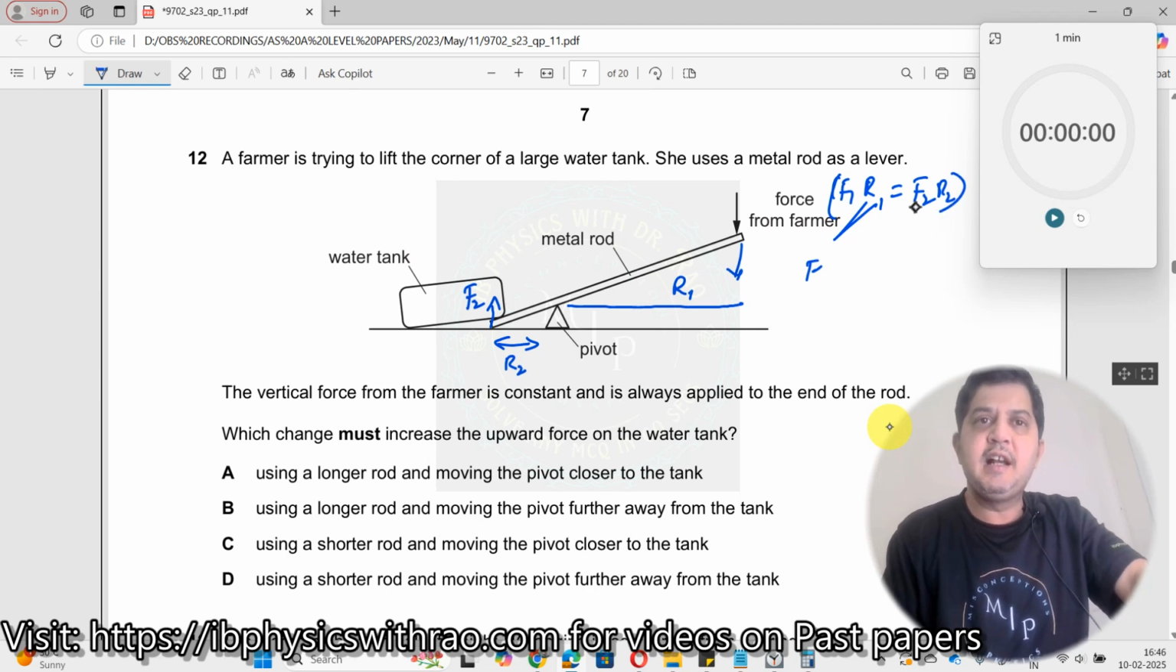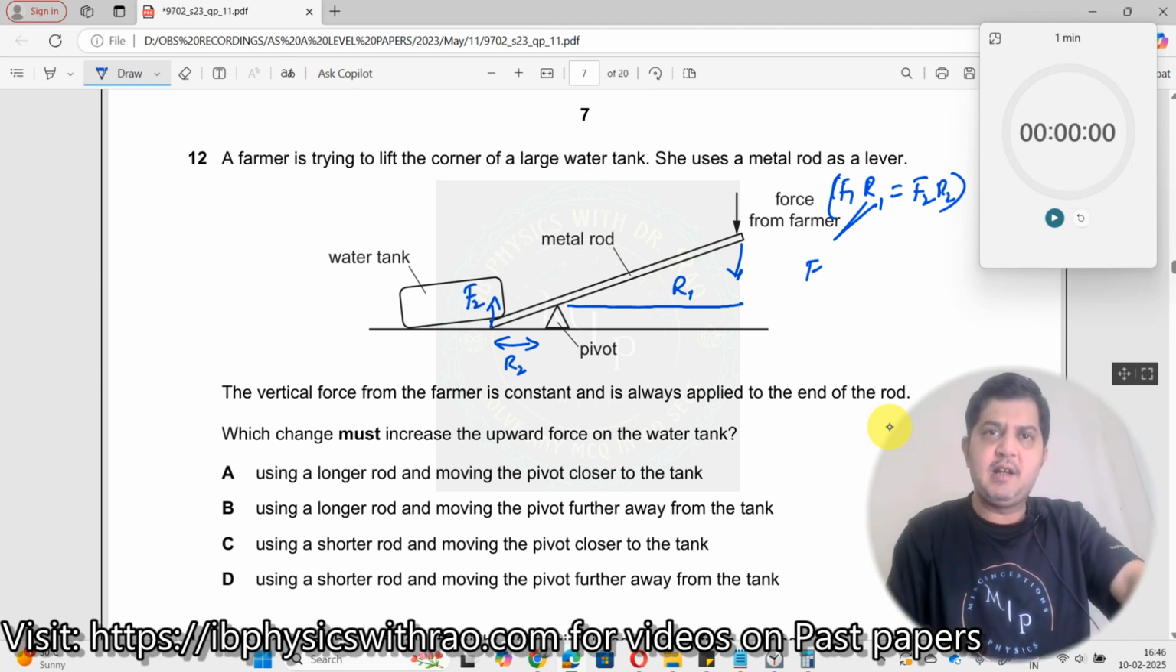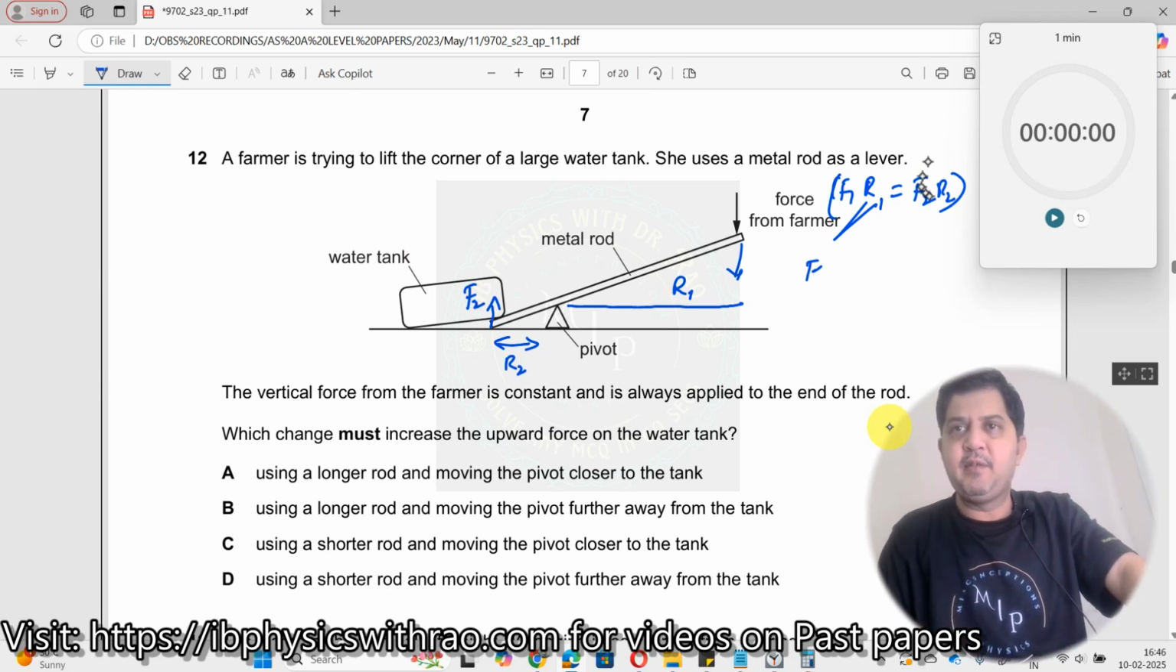What do I need now? I need F2 to be more. I don't want torque to be more. I want F2 to be more. I want to lift the lowermost one, that is the water tank, with a larger force, right? So I want F2 to be more. So F2 can be written as F1 R1 divided by R2.